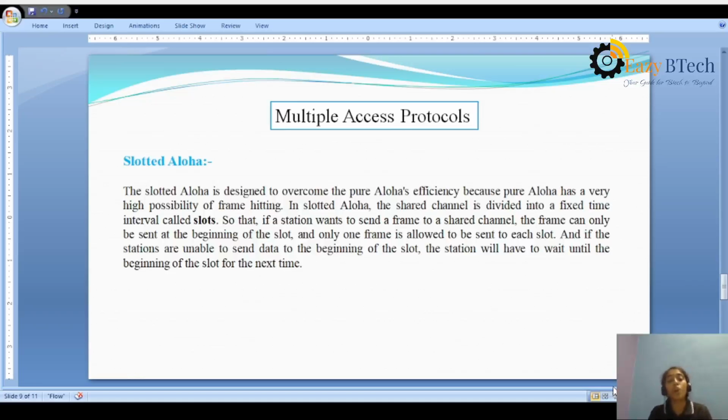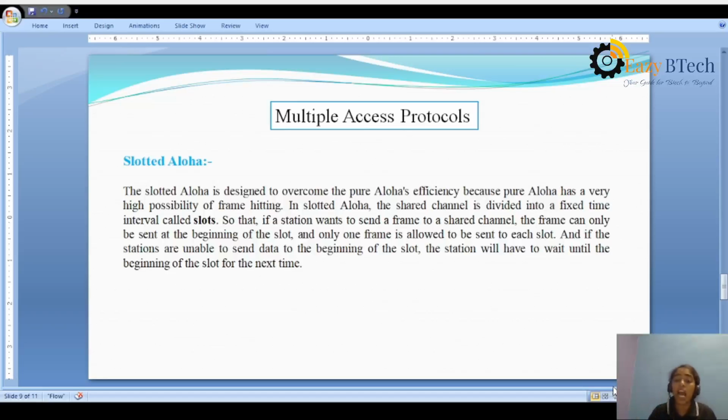That's why the name comes slotted Aloha. Here, the one channel will be divided into fixed time intervals called slots. So if a station wants to send a frame to a shared channel, the frame can only be sent at the beginning of the slot. The particular sender has to book the particular time, the beginning of the slot only. If a sender wants to send some data frame to the channel, he transmits that particular data at the beginning of the slot only.